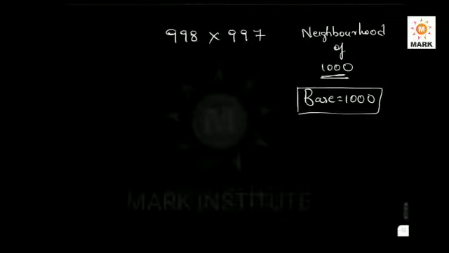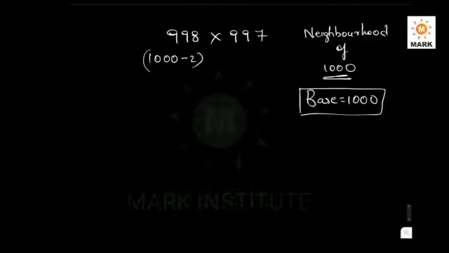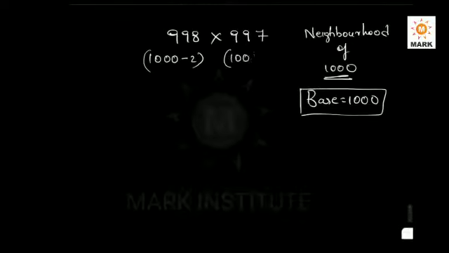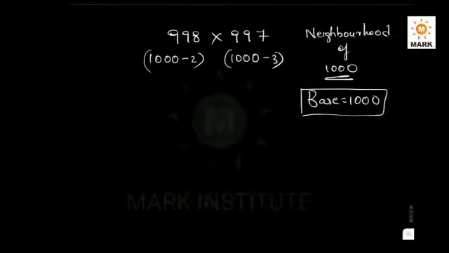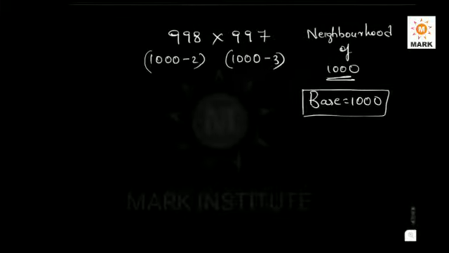how to multiply? Friends, you know these are around 1000 numbers, right? Neighborhood of 1000. That means the reference number is 1000, so we can call it the base. Base number is 1000. So how to multiply? Friends, we know 998 can be written as 1000 minus 2. It is 2 less than 1000. And 997 can be written as 1000 minus 3. So the base is 1000.